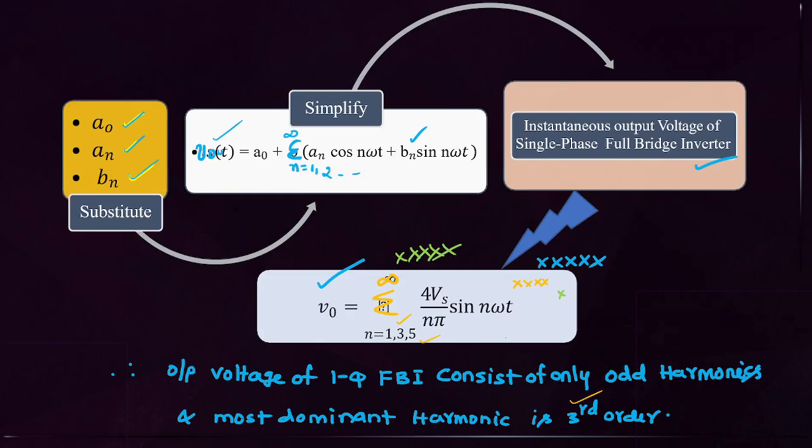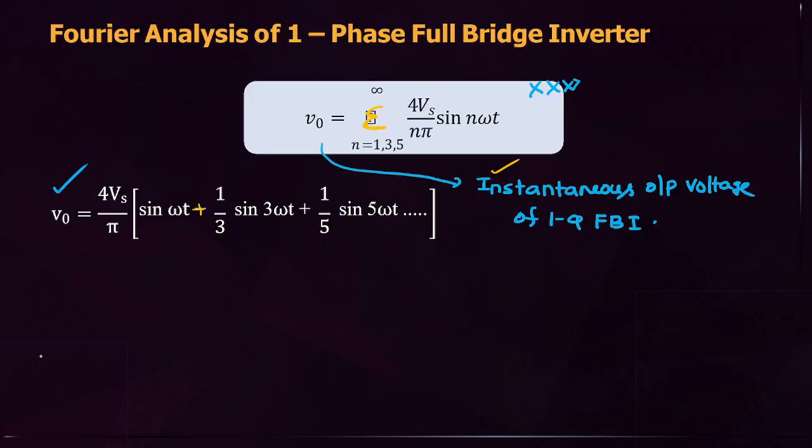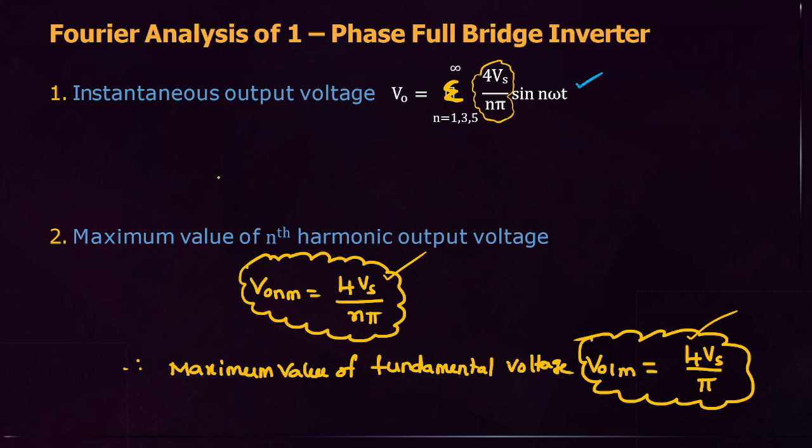Which is the most dominant harmonic at the output side of the full bridge inverter? Third harmonic. It consists of only which harmonics? Odd harmonics. Which harmonics are 0? All the even harmonics are 0. From this you can write many formulas. Then how to write those formulas? This is the instantaneous value of output voltage of the full bridge inverter: summation n equal to 1, 3, 5 up to infinity of 4Vs by n pi sin n omega t. Then it is the instantaneous output voltage.